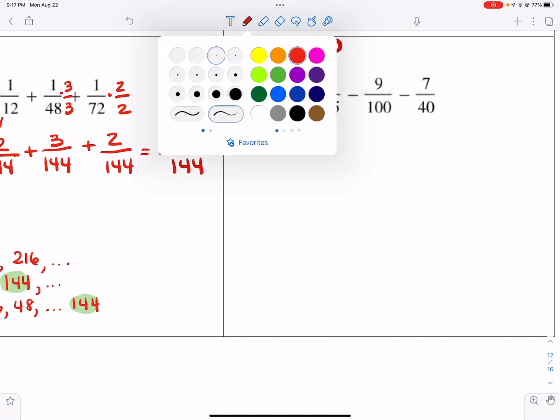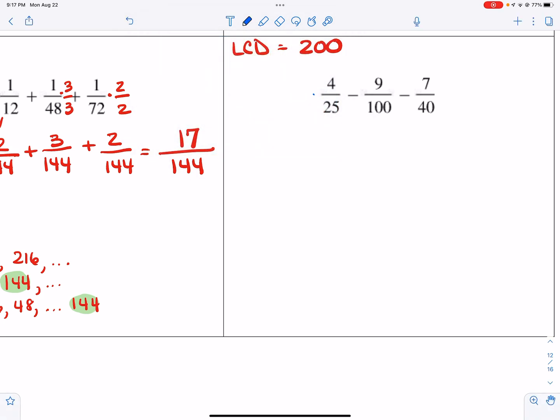So if I take 25 and multiply that by 8, that gives me 200. If I take 100 and multiply that by 2, that gives me 200. And then if I take 40 and multiply by 5, that gives me 200. And so now I'm going to have these numbers.